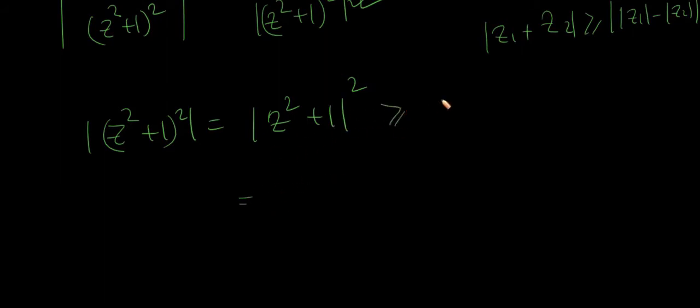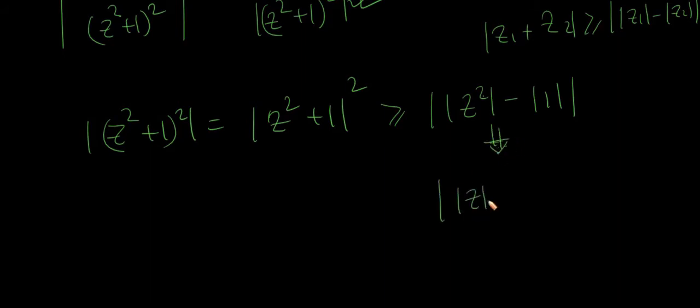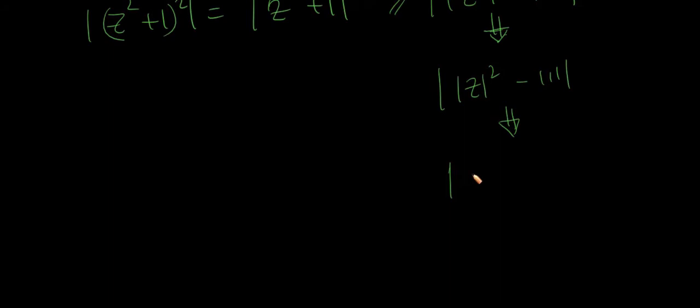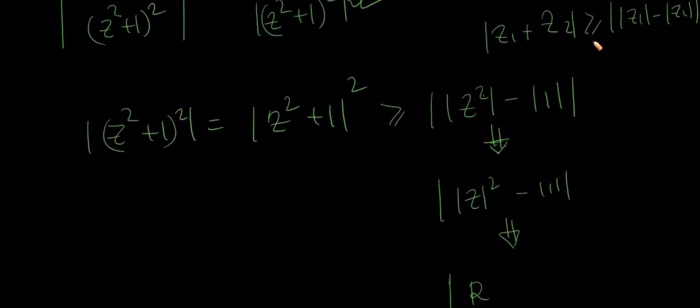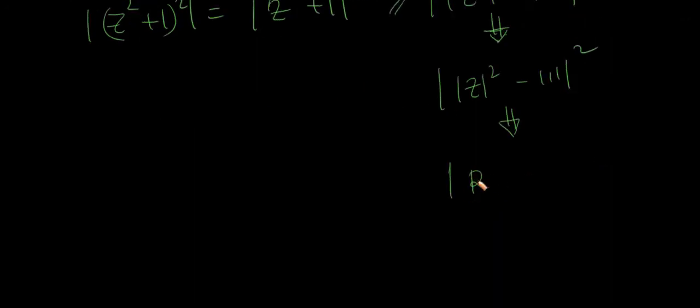From this side you will have modulus of z square minus modulus of 1. Okay, let me not use that. That's pretty wrong. So this part should give you modulus of z whole square minus 1, and from here modulus of z is r, so obviously there should be a square, sorry for that, there will be r square minus 1 whole squared, obviously r square minus 1 whole square, right?